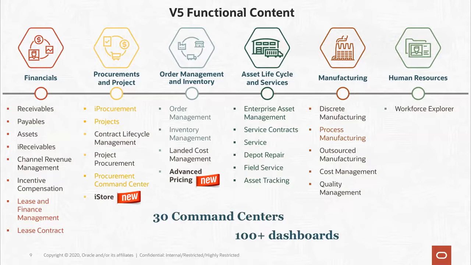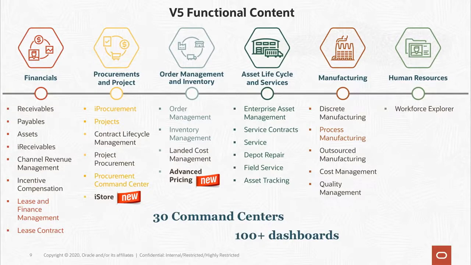She mentioned also that we had 30 modules and 100 plus different dashboards. These are the 30 modules. And then we have dashboards that cover all those different areas. The ones that are highlighted with the new label are net new in V5. So these did not exist in V4, iStore and advanced pricing. And on top of that, everything that is colored in this list has been enhanced compared to V4.